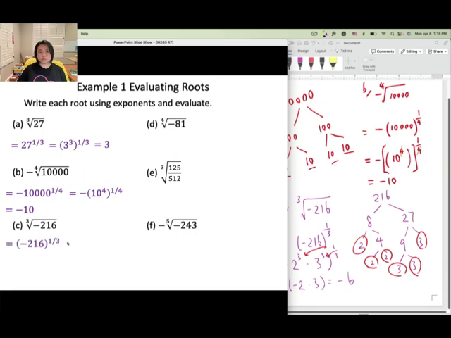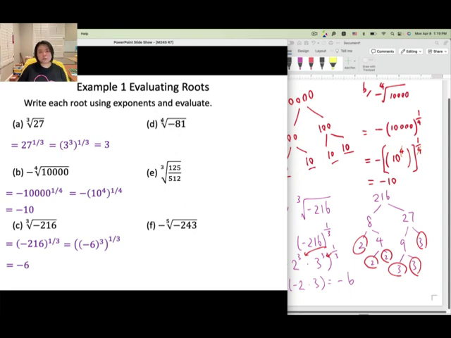Same thing, we use the formula first. And then they could directly write it like negative 6 times negative 6 times negative 6, that will be equal to negative 216. This one may be easier, but you need to have an idea that negative 6 times negative 6 times negative 6 equal to negative 216. Okay, you're gonna get the same answer. Okay, D.